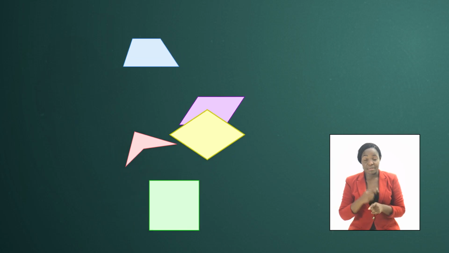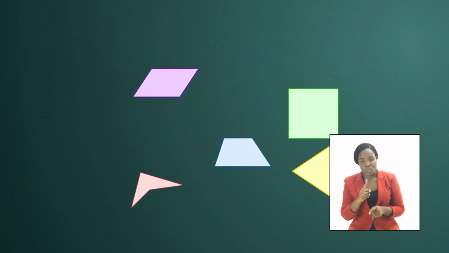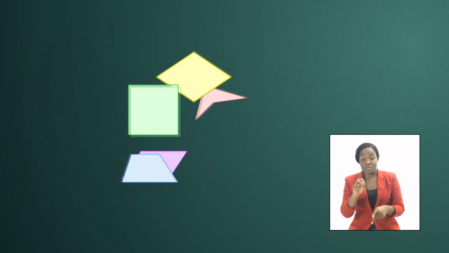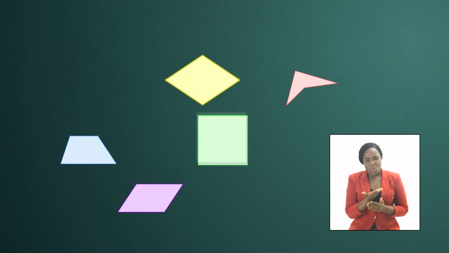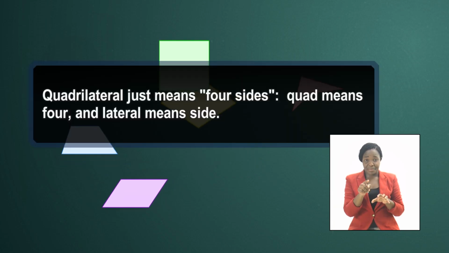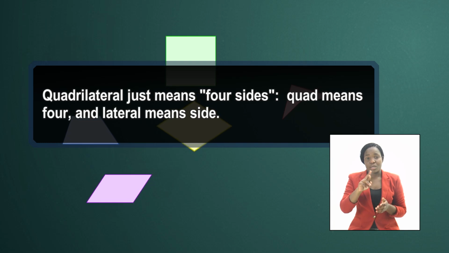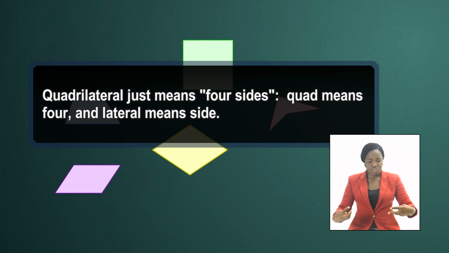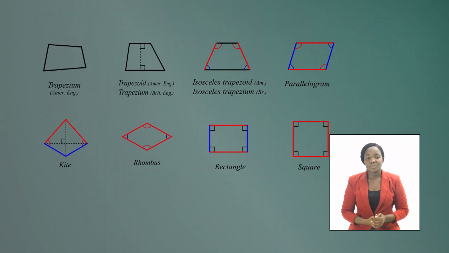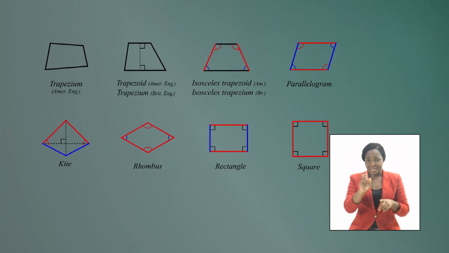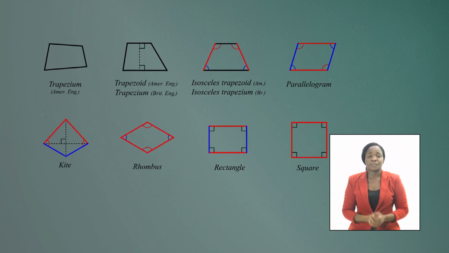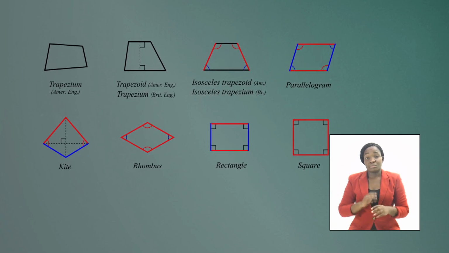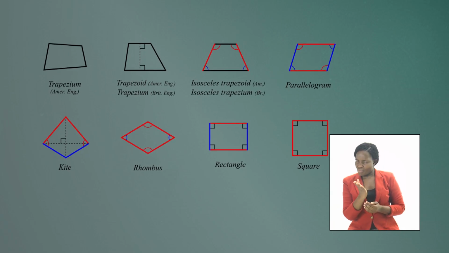Firstly, I want to tell you what quadrilaterals are. Why? Because a parallelogram, the shape we are discussing today, is a quadrilateral. All the shapes you see on the screen now are quadrilaterals. Quadrilateral just means 4 sides. Quad means 4 and lateral means side. A quadrilateral is any closed shape with 4 sides that meet. It also has 4 corners. They are called vertices.